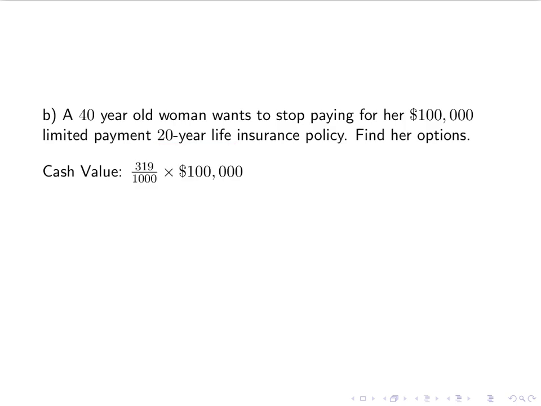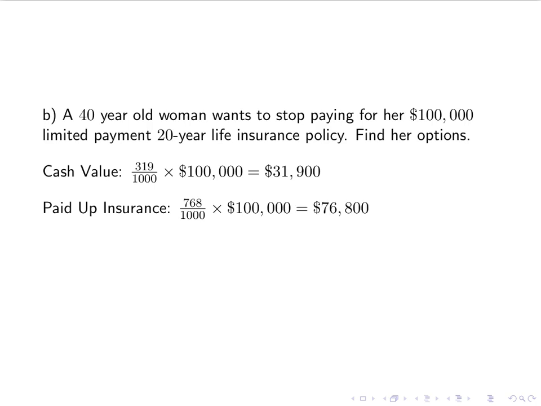Cash value of that should be 319. And again, we're going to divide by 1,000, multiply by 100,000. The thousands cancel, and we're left with 31,900. So she can get a check for $31,900 and no longer be covered. Paid up insurance, again, that's just the next number over, which is 768. So she could still be covered for the rest of her life, but only for $76,800 instead.